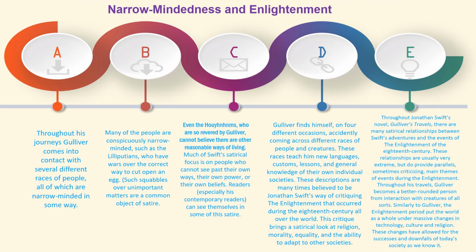The second theme is narrow-mindedness and enlightenment. Throughout his travels, Gulliver comes into contact with several different races of people, all of which are narrow-minded in some way. Many of the people are narrow-minded, such as the Lilliputians, who have strong opinions about the correct way to crack an egg.